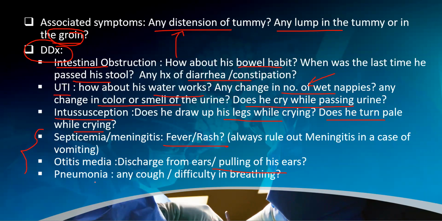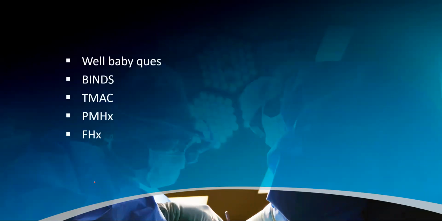Sorry, infectious causes of vomiting. And then you are going to finish every pediatric history with these things. So what are these? Called well baby questions, BINDS, TMAC, past medical history, and family history. Now for well baby questions, we have a few things that we normally ask.